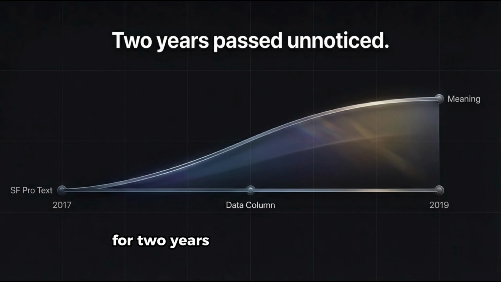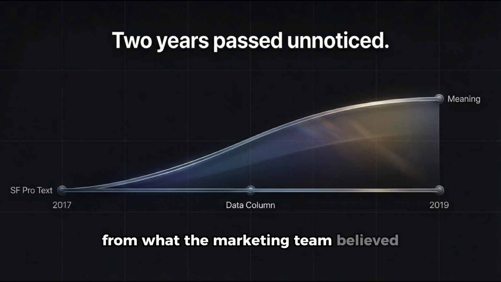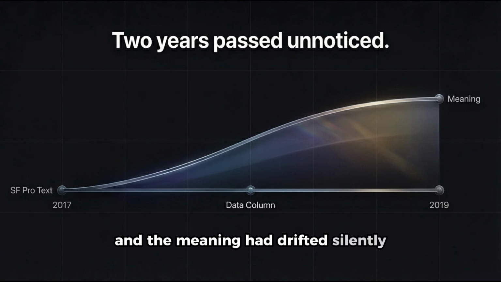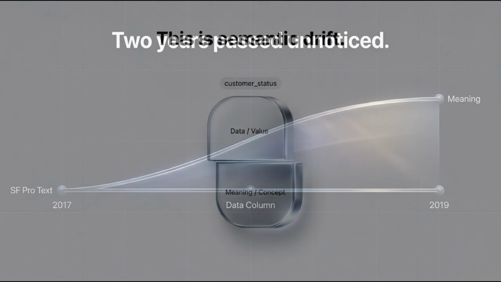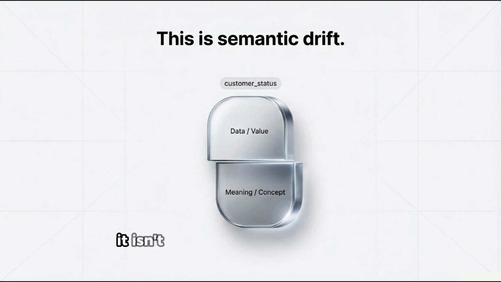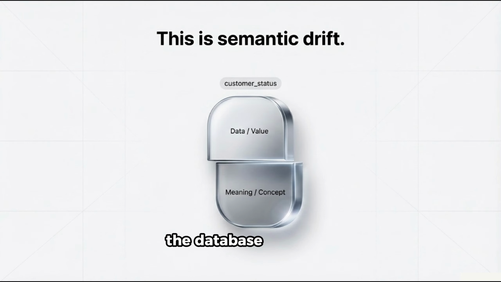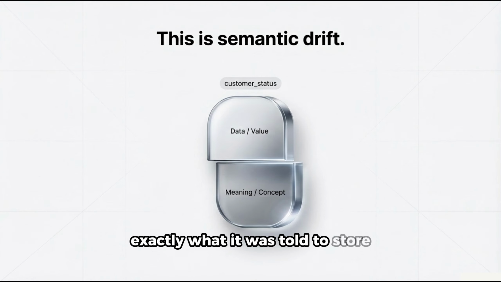For 2 years, the meaning of Status 3 had been different from what the marketing team believed it was. The database had not changed. The business had, and the meaning had drifted silently in the gap between them. This is semantic drift. It isn't a bug in the traditional sense. No code is broken. No constraint is violated. The database is storing exactly what it was told to store.